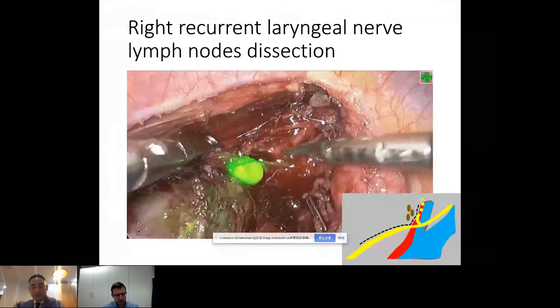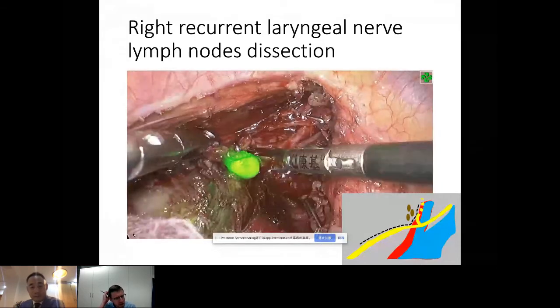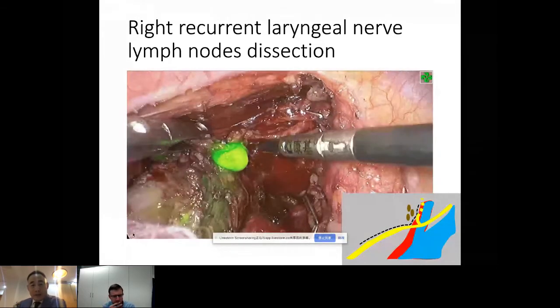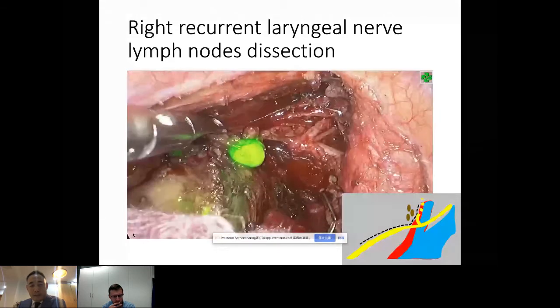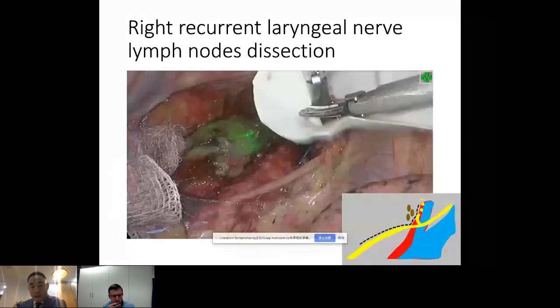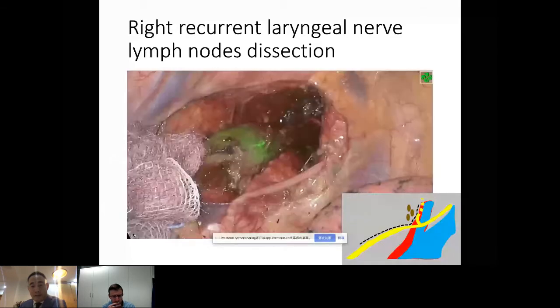How do you inject the ICG? It's injected into the mucosa using endoscopy. Before you start the operation? Yes, usually 10 minutes before the operation.